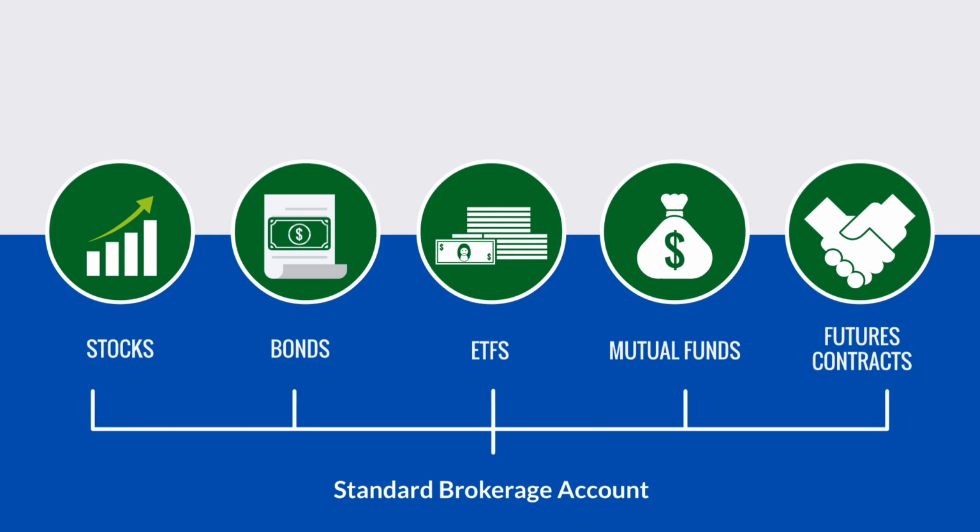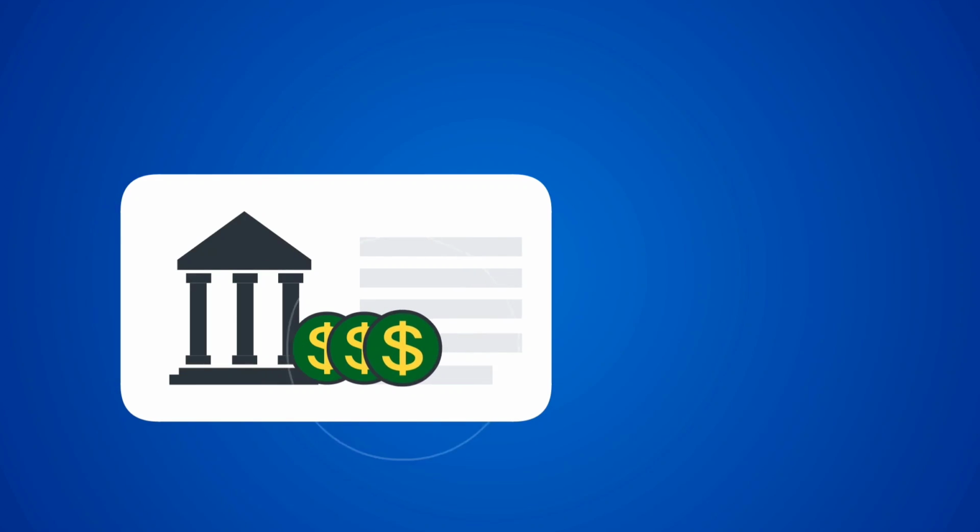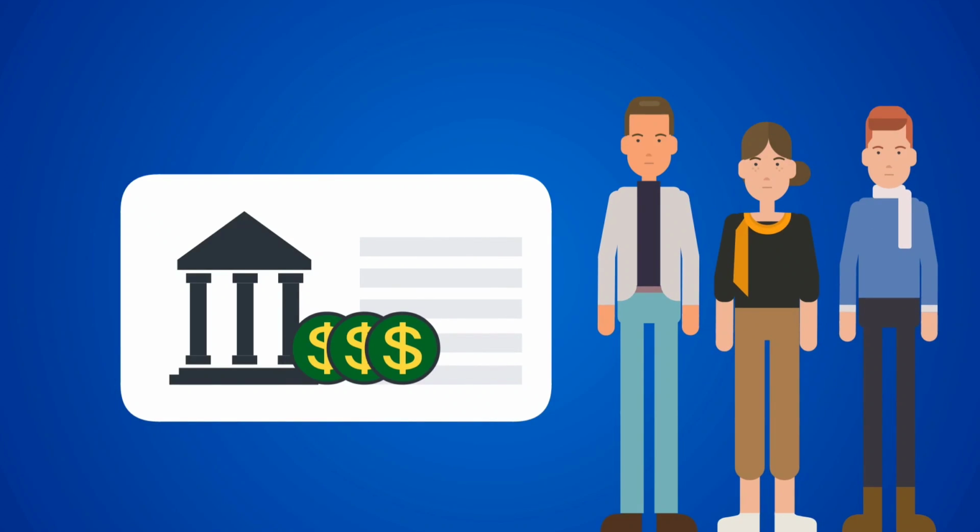They are also called standard brokerage accounts. Individual account: just one person is responsible for the account. A joint account is where multiple people are responsible for the account.